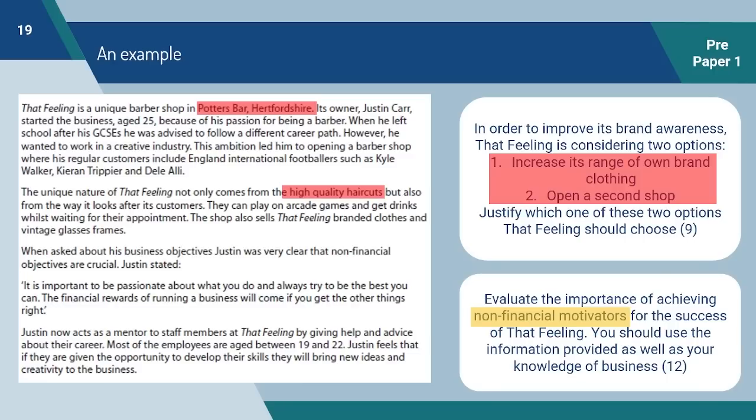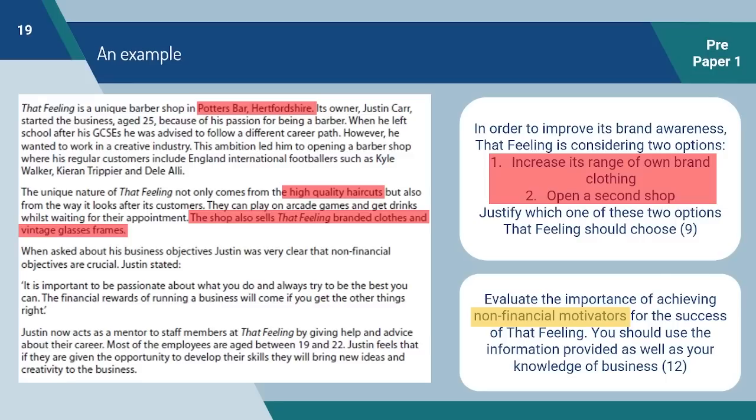The second bit we could use is the high quality haircuts, because they could try and maybe offer those to different locations. Just a bit of application there. Instead of mentioning their product, we can talk about their high quality haircuts. And we could also talk about the fact that they have the branded clothing and vintage glasses frames, because that was one of the options. We've got the first option there. So depending on which option we're going with, we could potentially mention those.